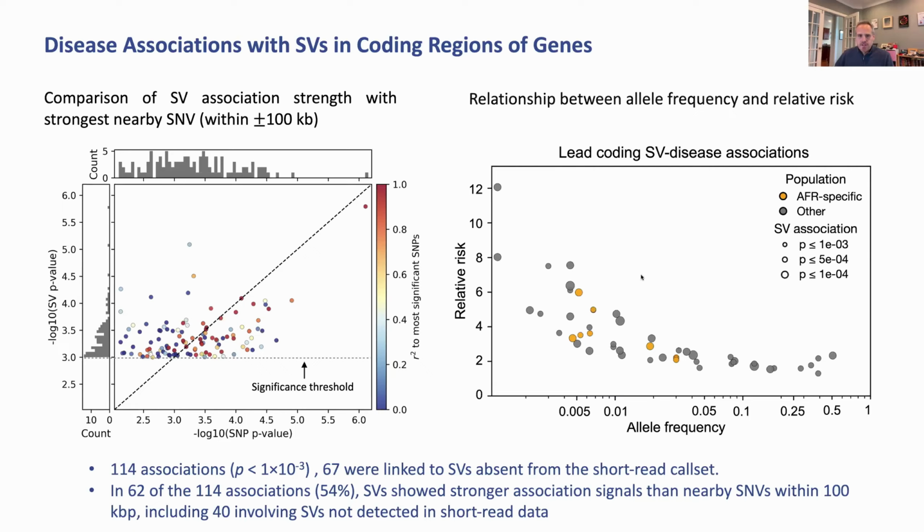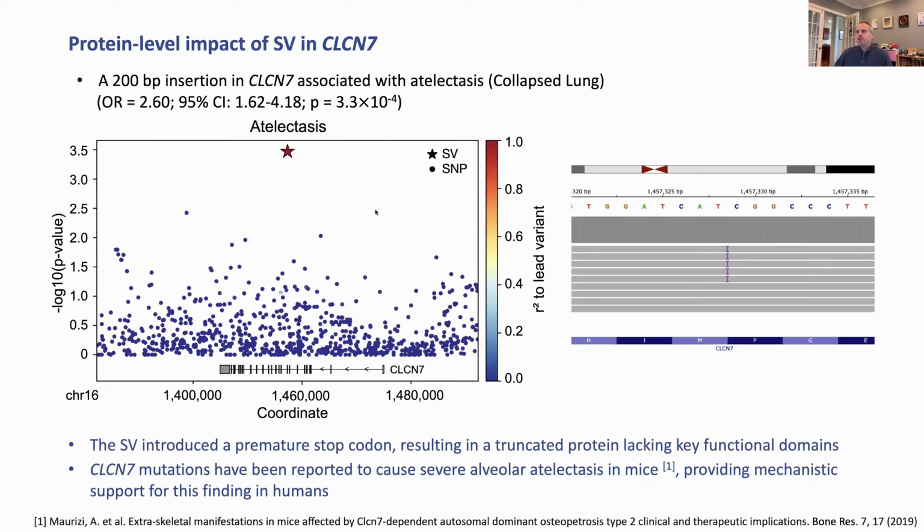Again, it's going to be these relatively rare variants at the level of 1 in 1,000 that are going to have our strongest odds ratio that are going to be really important. Here's an example of one of them. Again, this is a collapsed lung disorder where the odds ratio is incredibly important. The significance of the structural variant is much greater than any of the SNPs that are nearby.